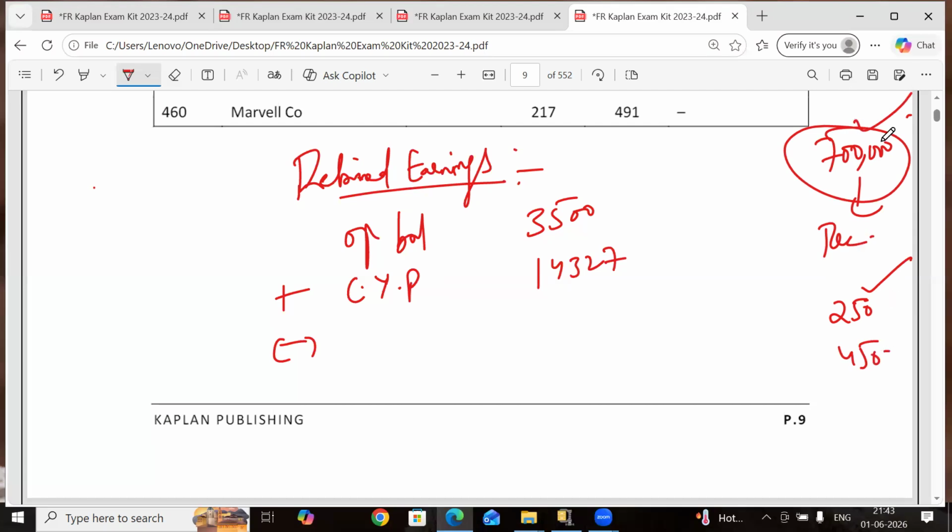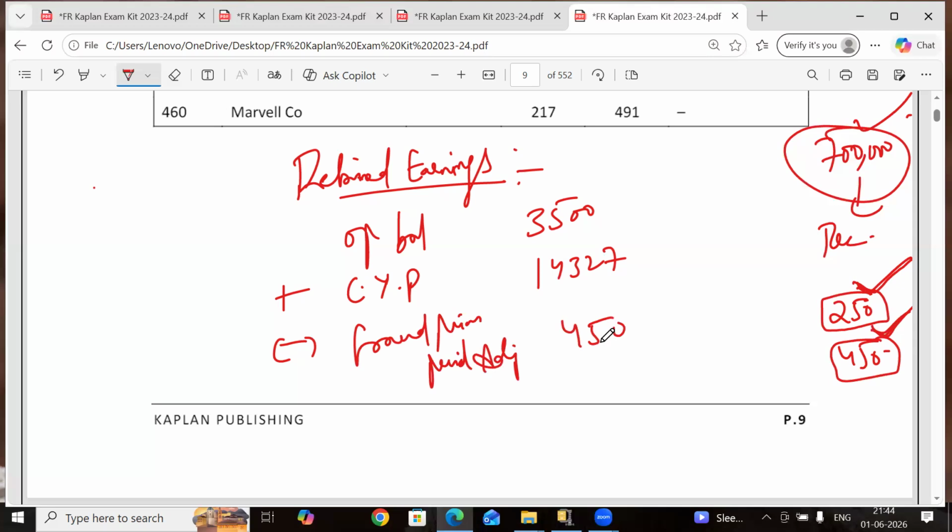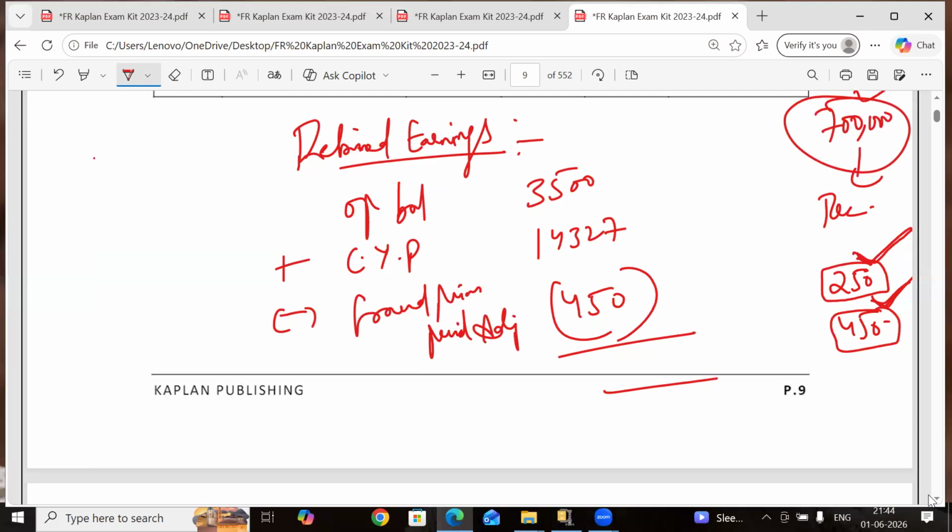The total we have lost, this much we showed, and this much we are yet to adjust. This much is already adjusted in the current year profit or loss statement. This much prior period adjustment is yet to be done, so we are adjusting it right now. So fraud, prior period. So the retained earnings balance is how much? Closing balance.